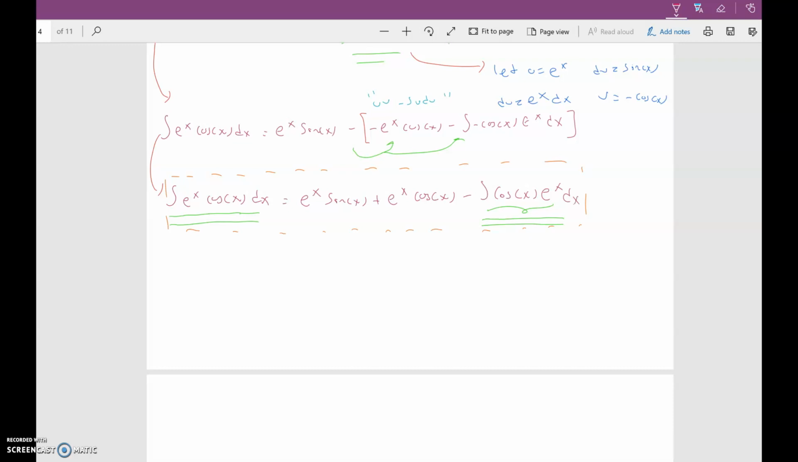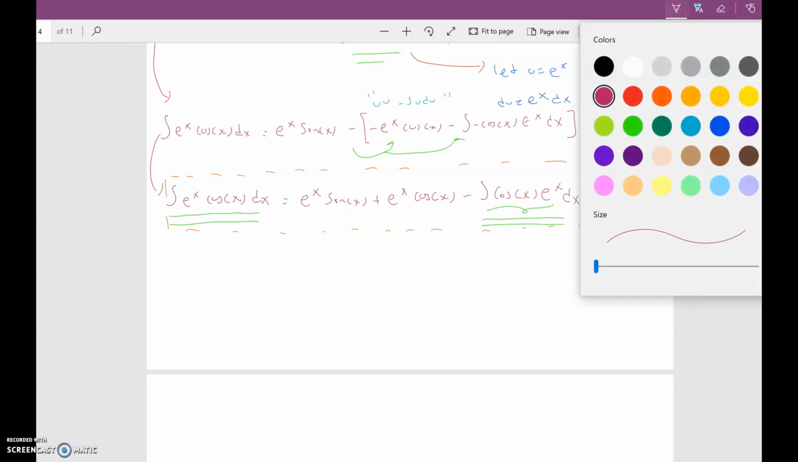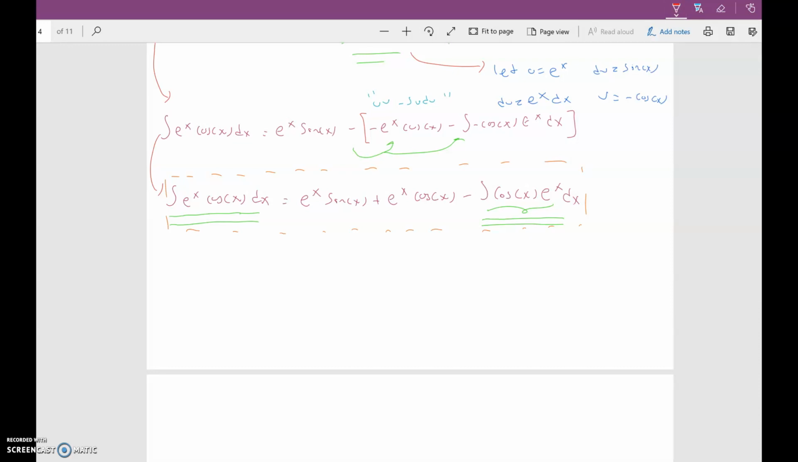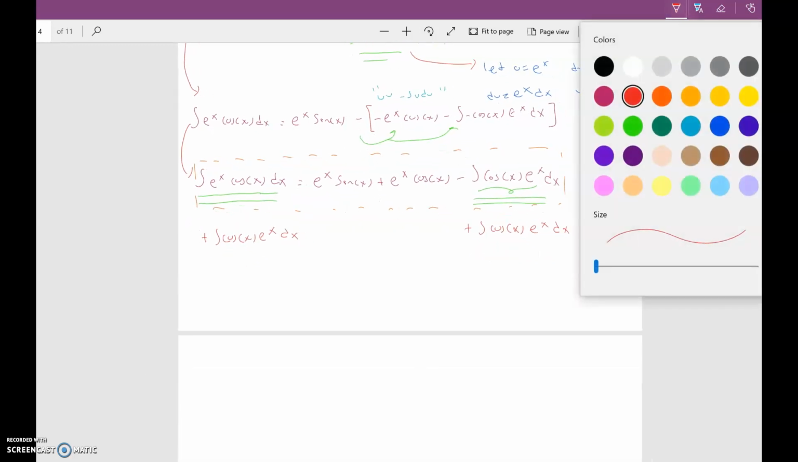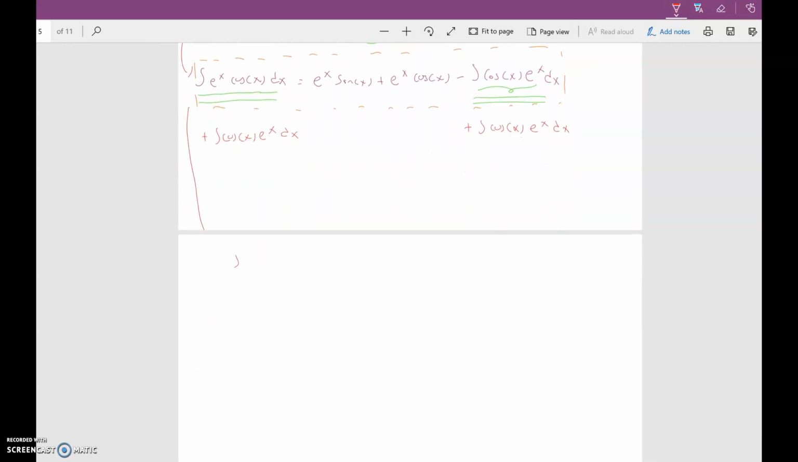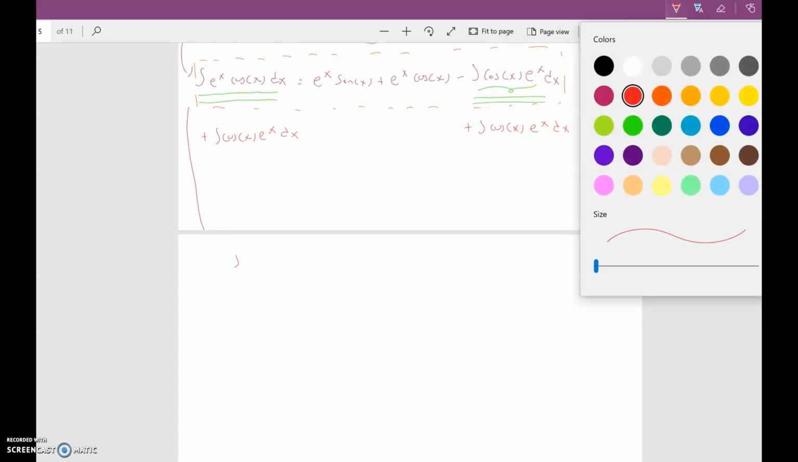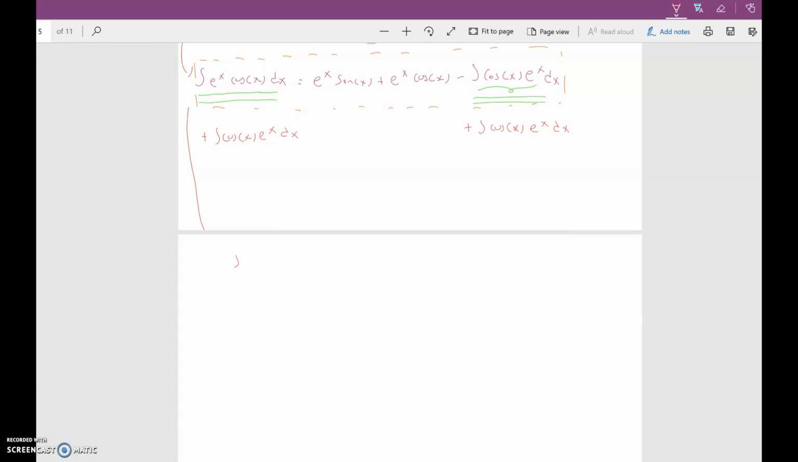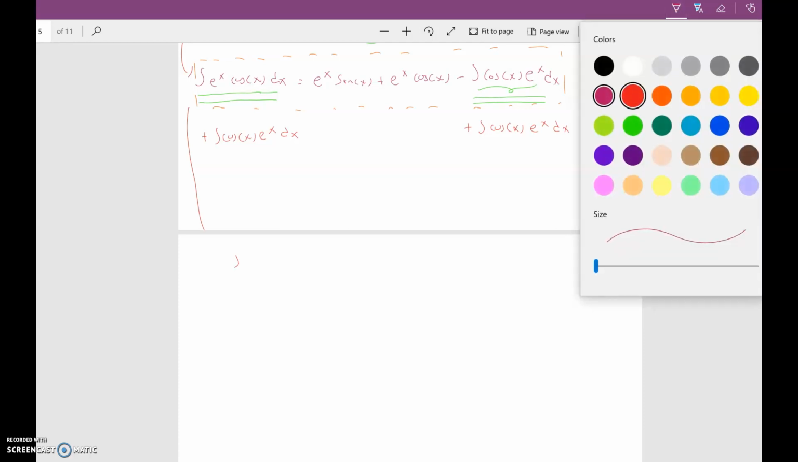So you can actually treat this as an equation, and what you could do here is the following trick. So you would actually add to both sides the integral of cosine of x e to the x dx, and then plus the integral of cosine of x e to the x dx. Now this makes a bigger mess, but observe what happens as I move to the next page. Since you're adding both integrals, you no longer have a single integral of e to the x cosine x.